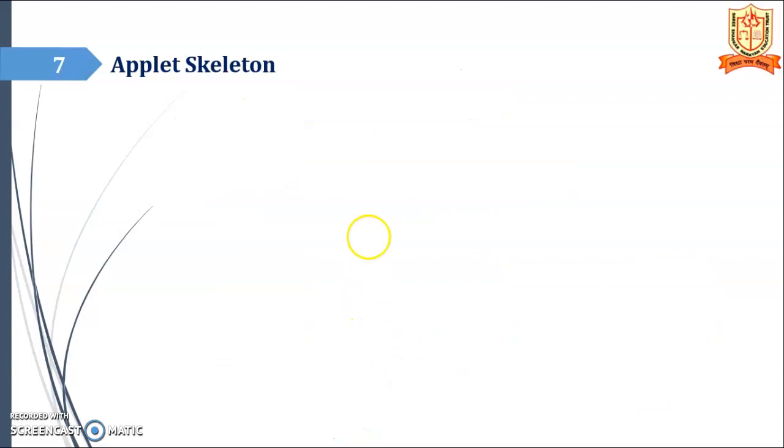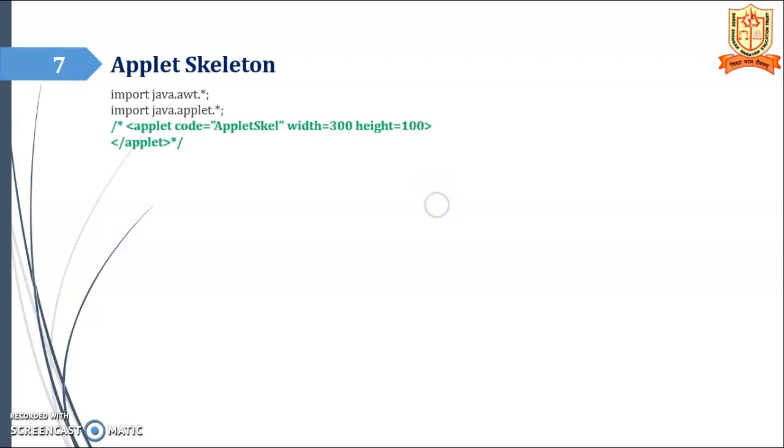Next, we have the applet skeleton. Now this skeleton is nothing but a programming representation of your applet lifecycle. So as discussed earlier, we need to import the java.applet package and the java.awt package. Then we have to write this particular code.